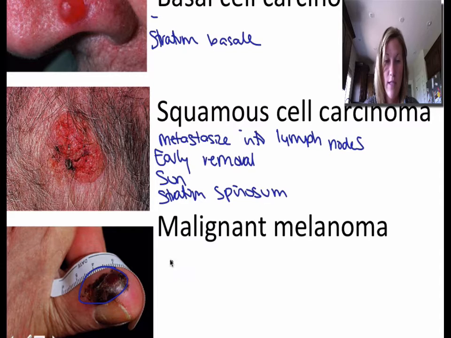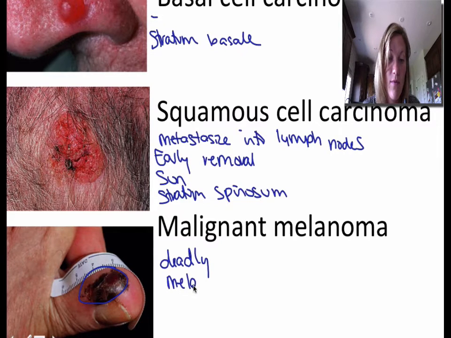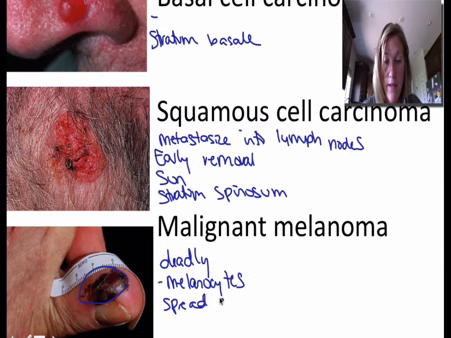Okay, this is going to be the most deadly form of cancer. It's a cancer of the melanocytes. Do you remember what those were? Melanocytes are going to be those cells that are responsible for pigment. Okay, and they metastasize very quickly into the lymph nodes and blood vessels. So I'm just going to say spread to lymph nodes and vessels.